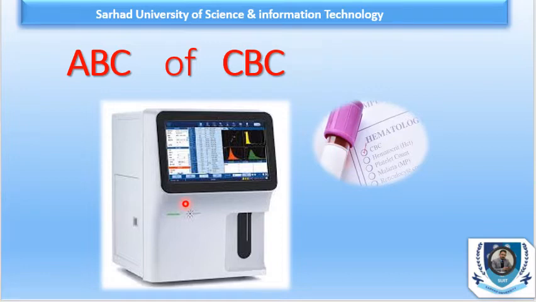Dear students, we are here with topic number 2 of ABC of CBC. In the first lecture, we discussed the whole parameters of CBC. In that lecture, we discussed the importance of WBC, how many types of WBC we can see in a CBC report, and then the importance of DLC and absolute counts.